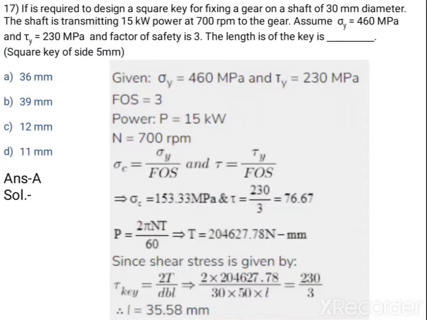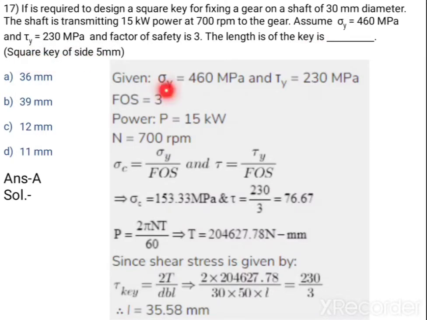Now question number 17, which is from keys. The last question was from fatigue. It is required to design a square key for fixing a gear on a shaft of 30 diameter. The shaft is transmitting 15 kilowatt power at 700 rpm to the gear. Assume sigma y 460 megapascal, shear stress tau y 230 megapascal. The factor of safety is 3. The key is a square key, side 5 is given.